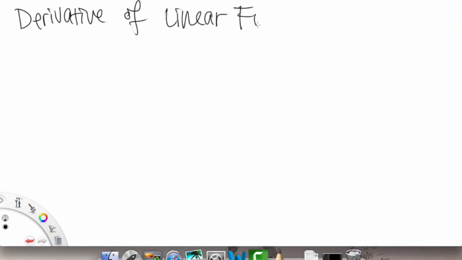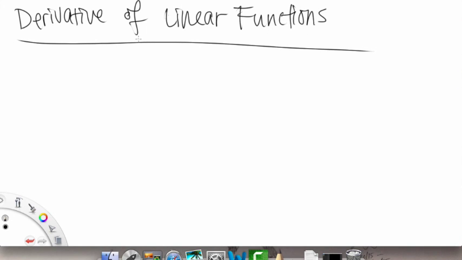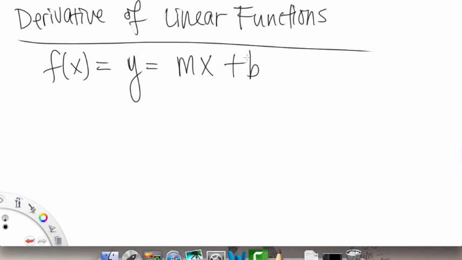Alright, so now I want to go over the derivative of linear functions. Okay, and linear meaning looking like a line. So lines, in general, have the form f of x, or you could even say y, is equal to mx plus b, where b is your y-intercept, so b is just a constant, okay? And m is your slope, all right? So we should be familiar with this, I hope.